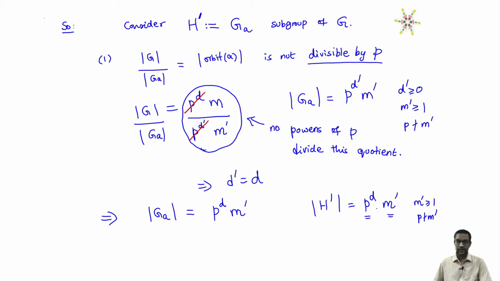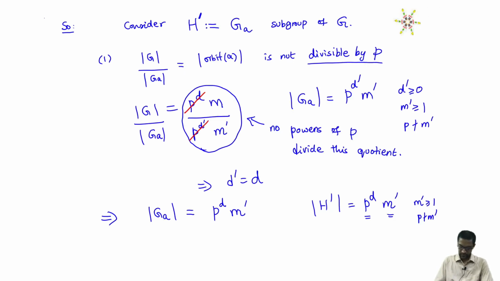If m dash is 1, then we are done. Okay, so we are almost there. So let me observe the following: to start with I had my original group G whose cardinality was p to the d m. Now inside G I manufactured this subgroup which we will call H dash, whose cardinality is also of the form p to the d times m dash.